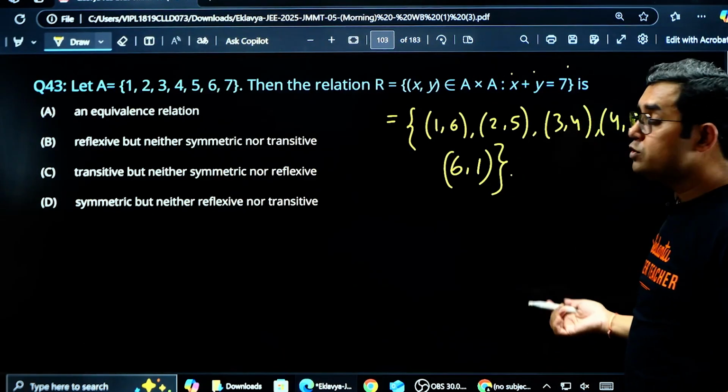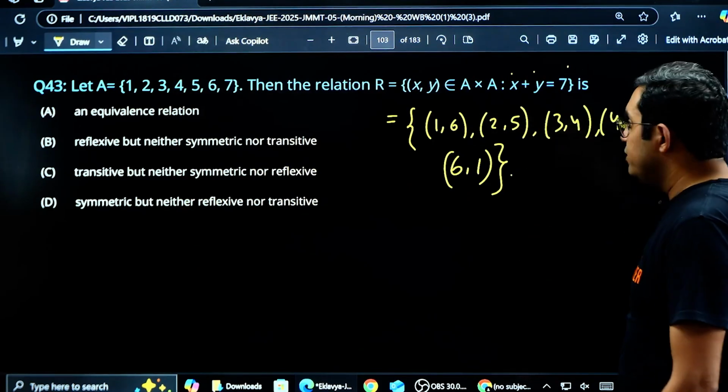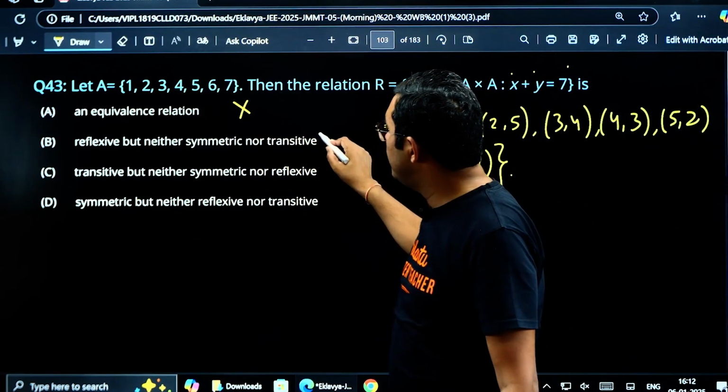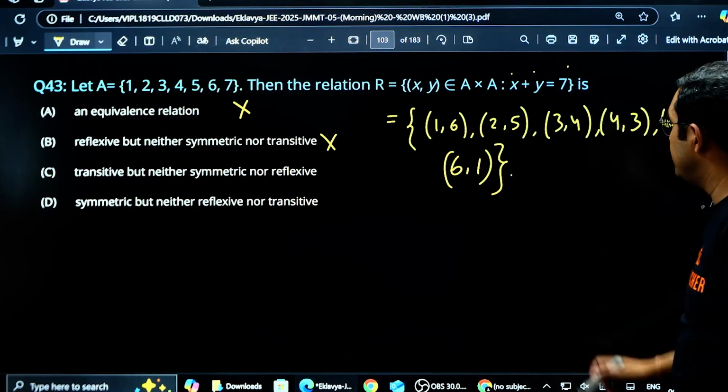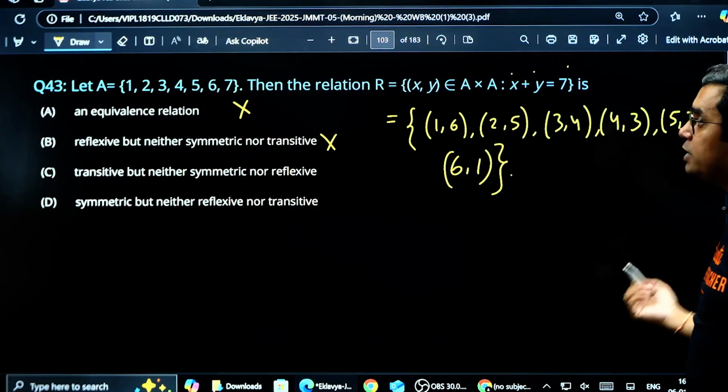Now is it an equivalence? I think it is not, because it is not reflexive at all. (1,1), (2,2), (3,3) are not there. So it is not an equivalence, it is not reflexive. Now coming to transitive and symmetric. I think it is symmetric, obviously. (1,6), (6,1) is there, (2,5), (5,2) is there, so it is symmetric.